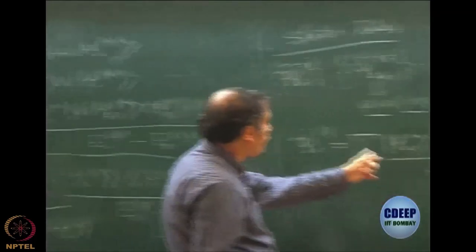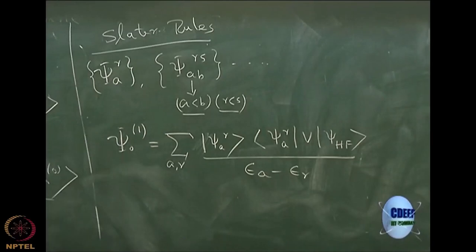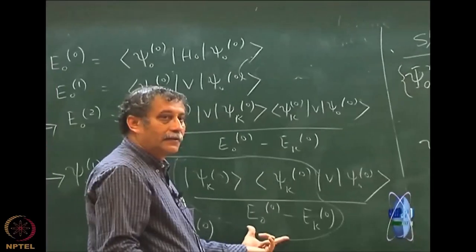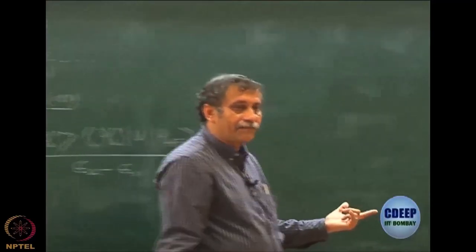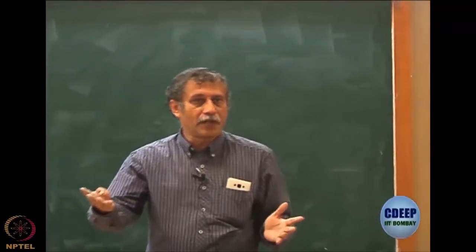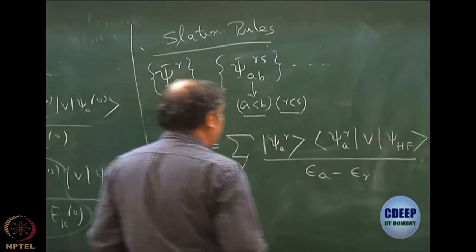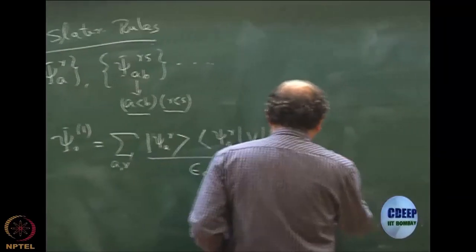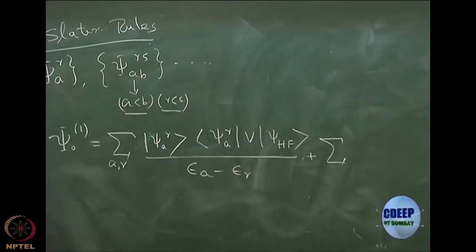So, exactly the same way, this can be a part of the resolvent. The difference of these two energies is epsilon A minus epsilon R. We have already discussed this. So, it differs from the E naught 0 by the difference in the orbital energies. So, that becomes your first term, and then the second term, you continue, because all excited states are there, right? So, you have to continue.